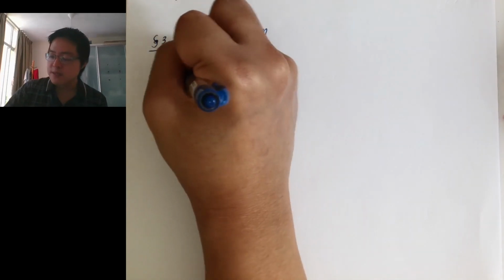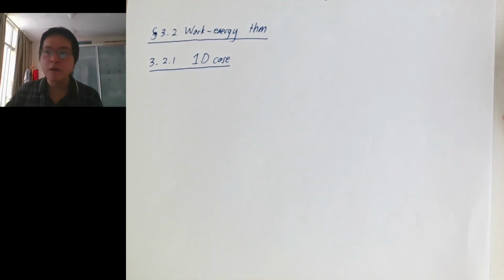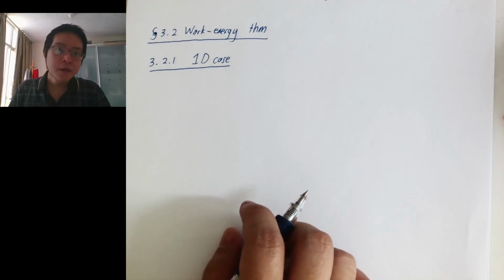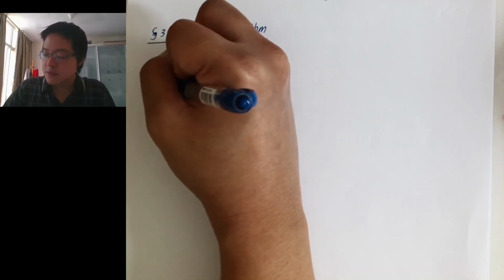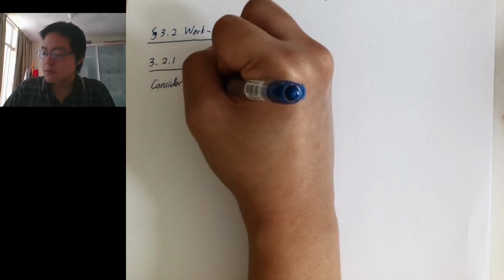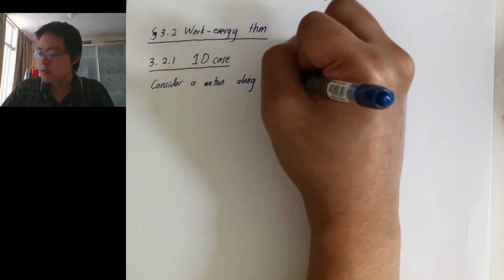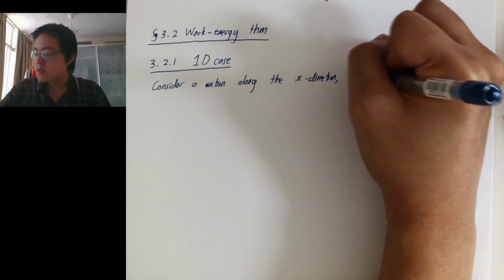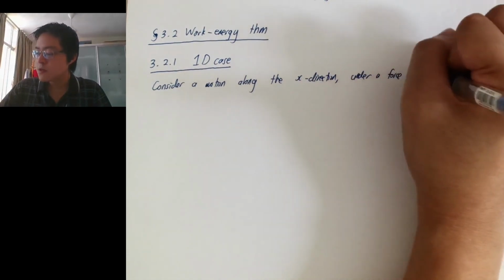Okay, because this is a simpler case, we need to understand the simple case first before we can move on to more complicated situations. So what's the work energy theorem about? Let's consider a motion along the x direction, where this object is under some force, which is F.